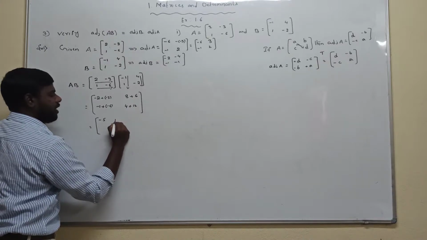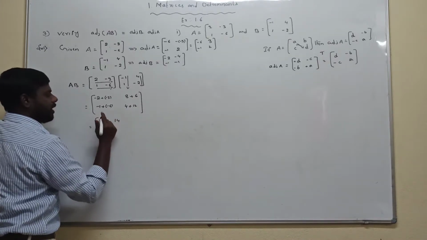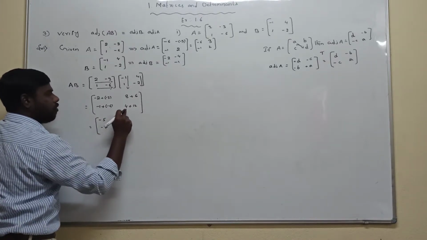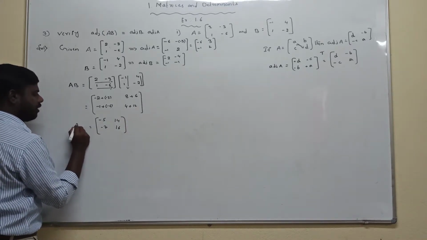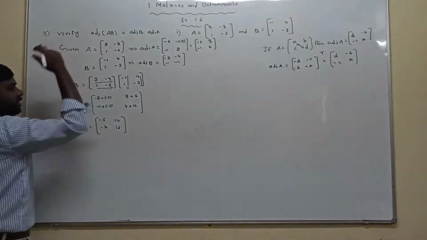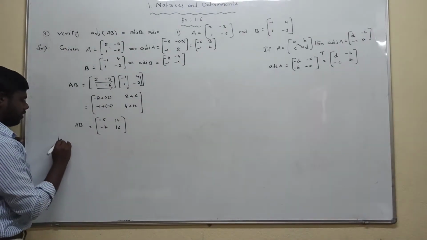8 plus 6, that value is 14. Minus 1 minus 6, that value is minus 7. 4 plus 12, that value is 16. This is the AB matrix. The left hand side, we are taking the LHS part.